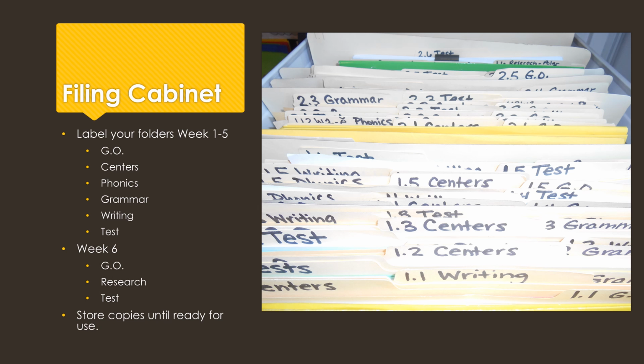So just as I keep my binders organized, I also keep my filing cabinet organized. It makes it so much easier when I'm going to pull copies or I have extra copies left over and I want to file them away. On the left-hand side, you can see all of the labels that I do use. And I also use that for weeks 1 through 5. And then for week 6, I changed it up a little bit, and you'll see that on the left-hand side.